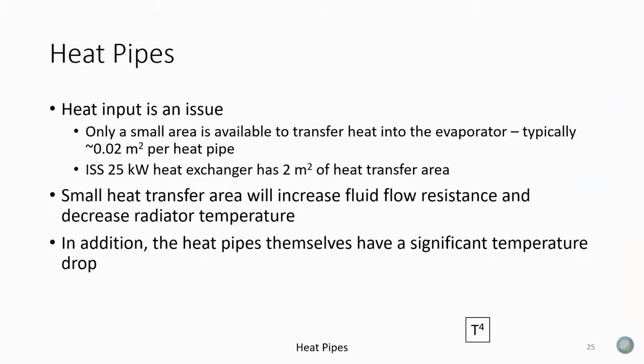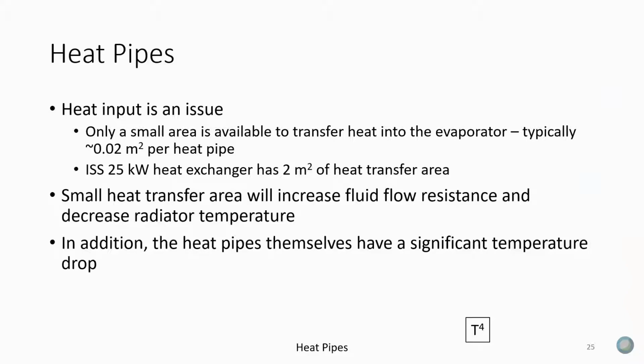That kind of alludes to this heat input being an issue, that when you're talking about transferring heat into the evaporator, you've only got a very small area available to transfer the heat. And that's on the order of a 50th of a square meter. It's quite small. But you think about that and how many heat pipes you have. Now let's talk about a 25 kilowatt heat exchanger we have for ISS. It's got 2 square meters of heat transfer area. So it tells you that your choke point is going to be getting the energy into the heat pipe. So that increases the thermal resistance, and decreases the radiator temperature. It should say thermal resistance here, not fluid flow resistance.